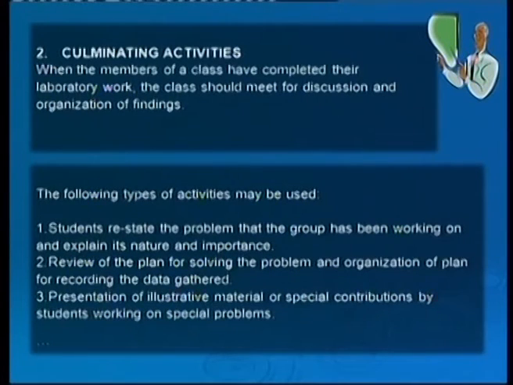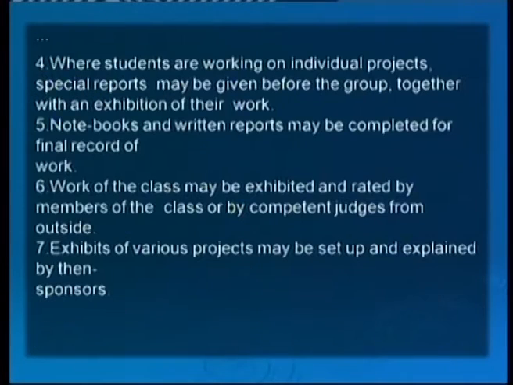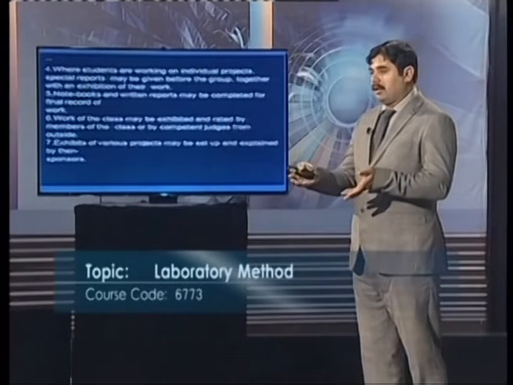In this, the following steps of activities may be used. First of all, students restate the problem that the group has been working on, explaining its nature and importance. The second is the review of the plan for solving the problem and organization of the plan for recording the data gathered. Third, presentation of illustrative materials or special contributions by students working on special problems. The fourth step in culminating activities, the last step actually, is that you have to sum up what you have found in the experiment.